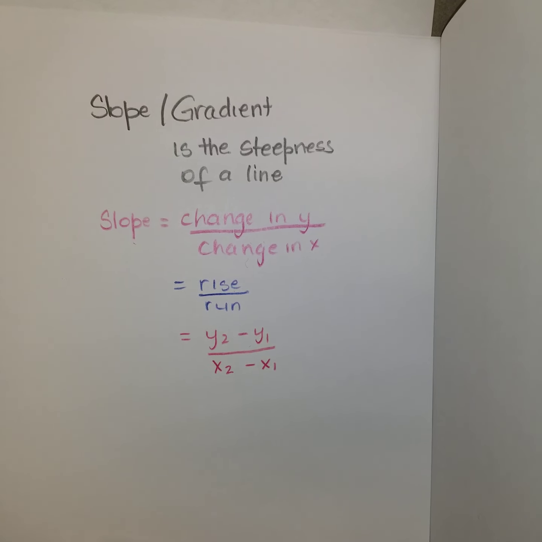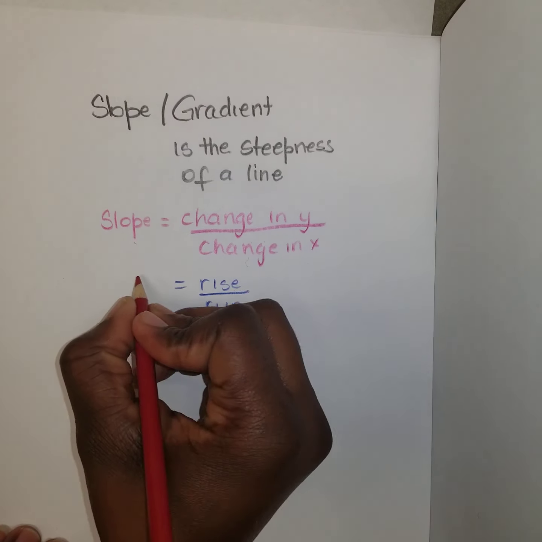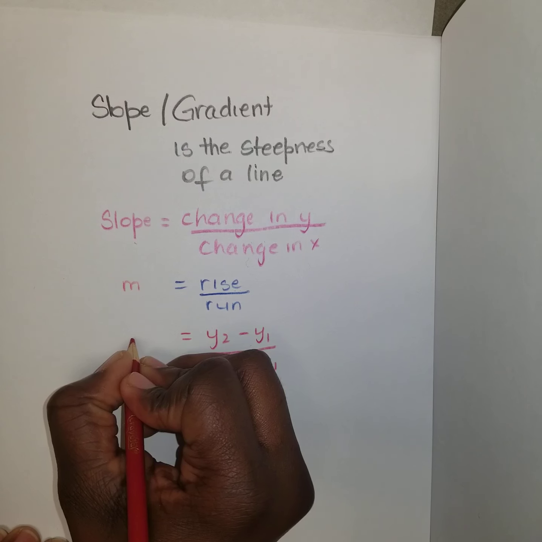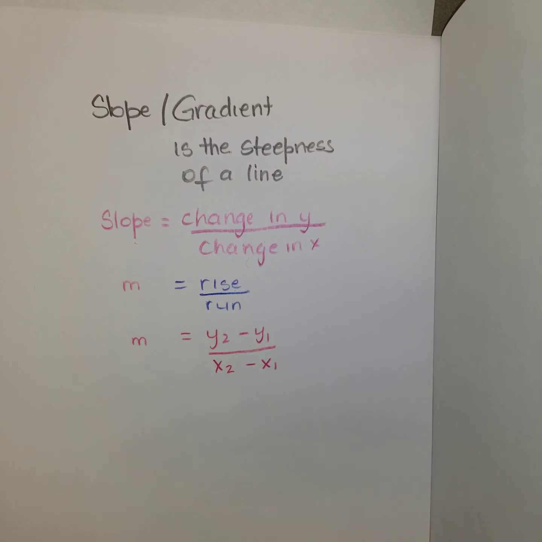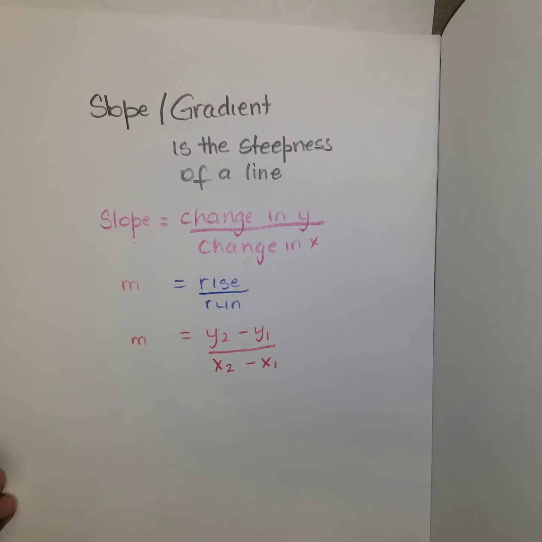And slope is sometimes denoted by the letter m, which is normally the common letter m, because the capital one represents the midpoint. So the common letter m represents gradient. Okay? So this formula is used when you're given 2 points to find the steepness of a line between them. All right, so let's get right into an example.